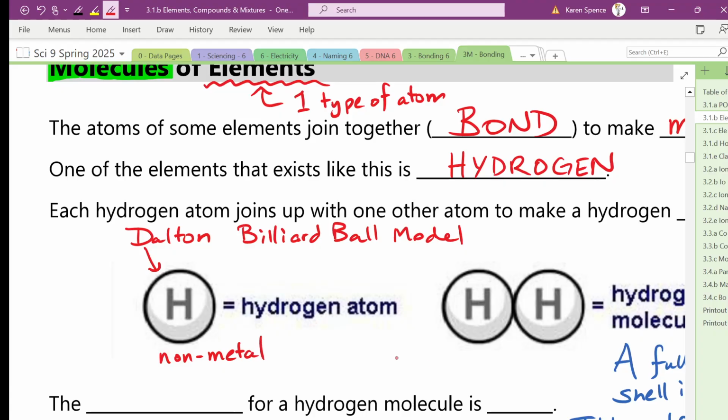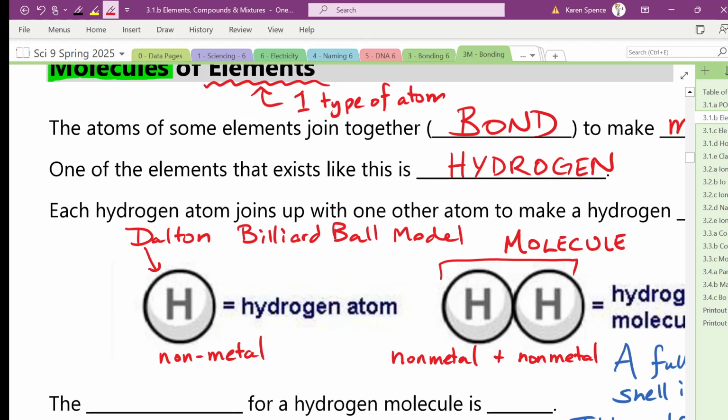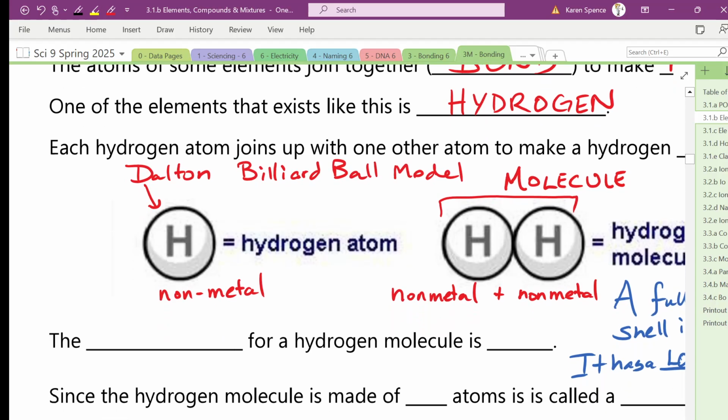And so we have a nonmetal plus a nonmetal. And when we have a nonmetal and a nonmetal together, we get a molecule. So there's our hydrogen molecule.